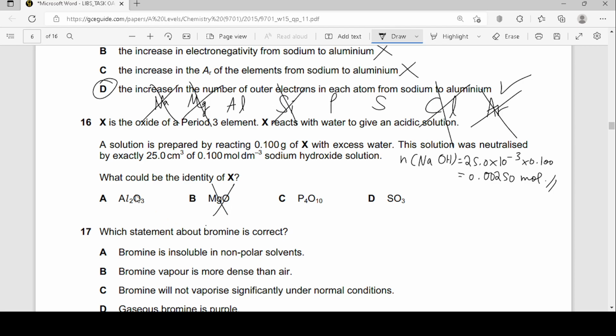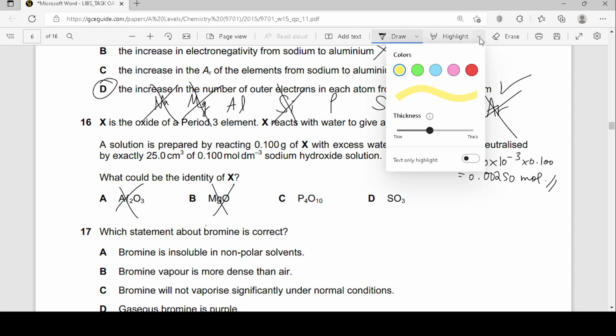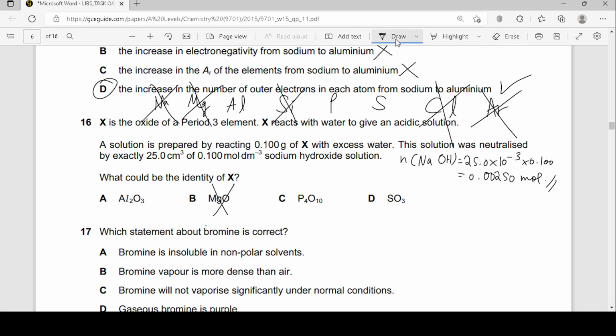Actually, I'm going to cross out Al2O3 as well, because by itself with water it will not give you an acidic solution, right? If it reacts with a base, it gives you an acidic reaction. If it reacts with an acid, it gives you a basic reaction. So I'll cross that out as well. So now I only have 2 left, P4O10 and SO3.